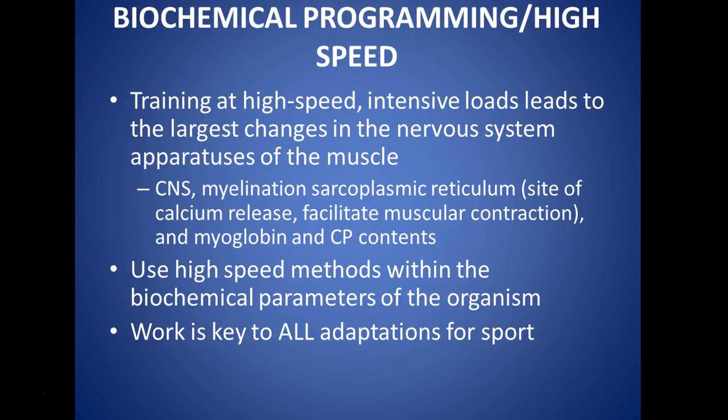Okay, now the biggest thing here is for athletes, training at high speeds or intensive loads leads to the largest change in the nervous system, from the CNS, myelination, sarcoplasmic reticulum site, the point of calcium release, facilitate muscular contraction, myoglobin, creatine phosphate content. Use high speed methods within biochemical parameters of the organism. Lift your weights as fast as you can, at least on the concentric phase. If you want to put triphasic concepts in, you can.